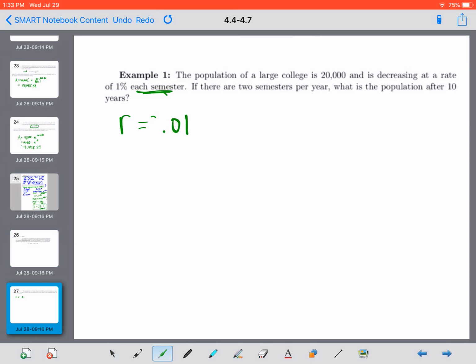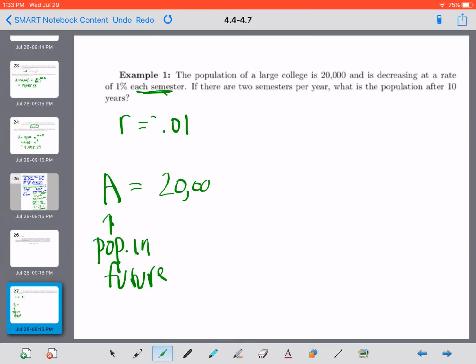Well, our population is going to be, let's call it A. That's the population in the future. It will be given by the current population of 20,000 times 1 minus the percentage decrease rate, 1 minus 0.01, raised to the power of how many times it's decreasing. Well, it's decreasing 1% every semester, so after 10 years, that means it's decreased 20 times, because there's 2 semesters per year, and we're doing this for 10 years.